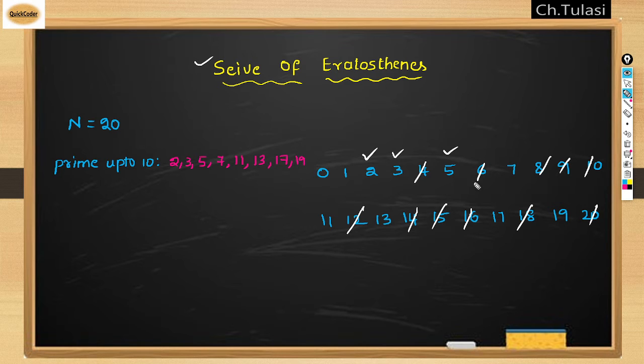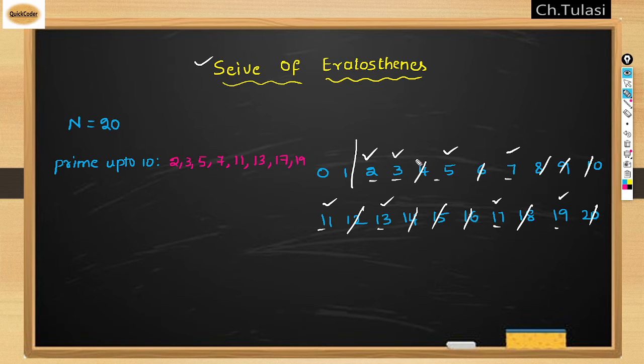I will go to 5. So multiples of 5 are already cancelled. So this is not possible. Multiples of 7 are cancelled, and again 11. 11 multiples not there. 13 multiples not there. 17 multiples not there. And 19 multiples not there. So that's it. What are the remaining ones? We will start from 2 now. We got 2, 3, 5, 7, 11, 13, 17, 19.